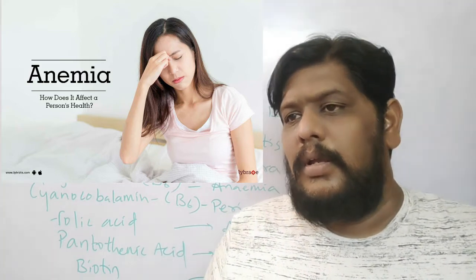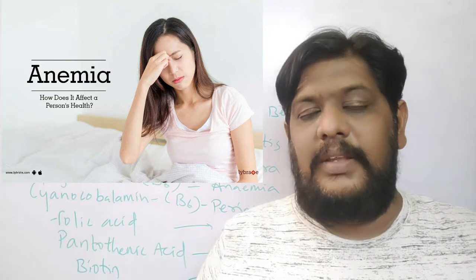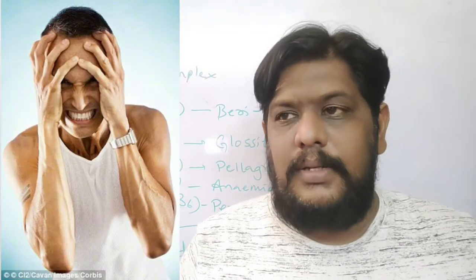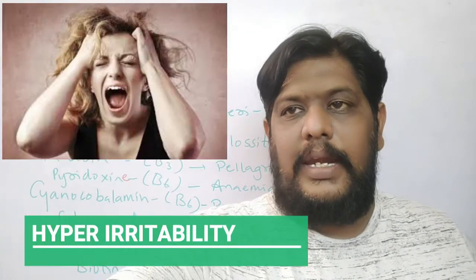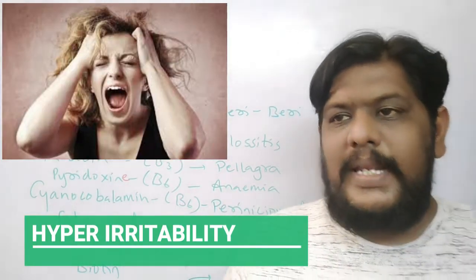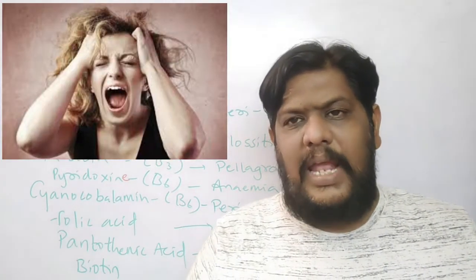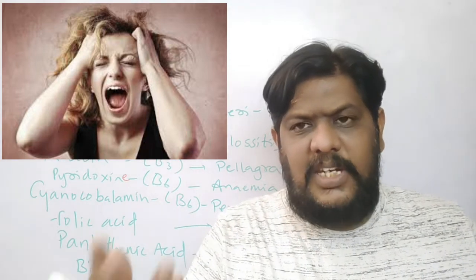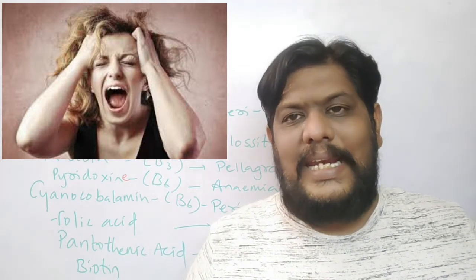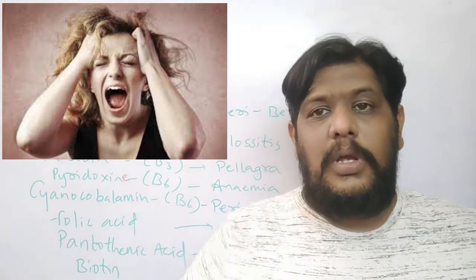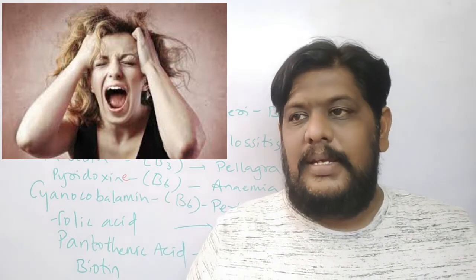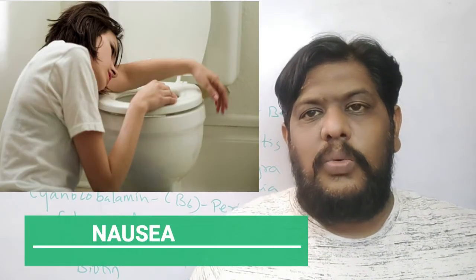And what are the symptoms when the food is deficient in pyridoxine? That leads to, one is hyper irritability. That means for each and every small thing you'll get irritated. So the irritation will go to peaks. That is hyper irritability. Second one is nausea. Nausea in the sense, a sensation to vomit.